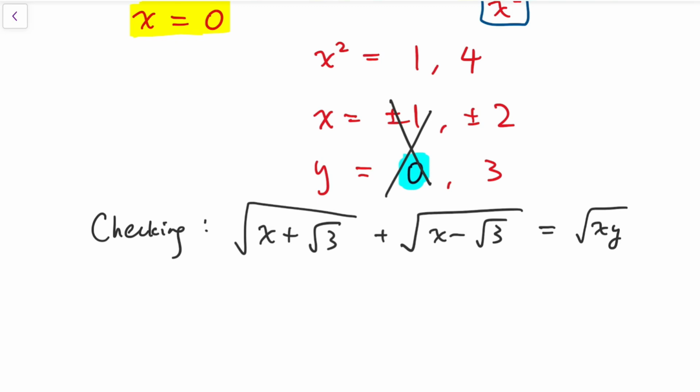Because we want all the terms inside the square root signs to be positive or equal to 0. And when y equals 3, which is positive, this x must be positive as well. So we can reject the case x equals minus 2. Cross away the minus sign, and that means the only candidate that survives at this point is x equals 2 and y equals 3. So we can do the checking again.